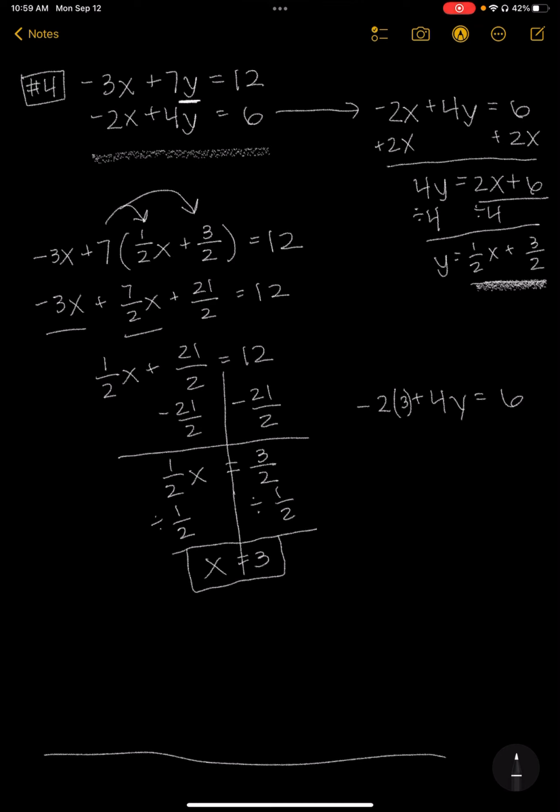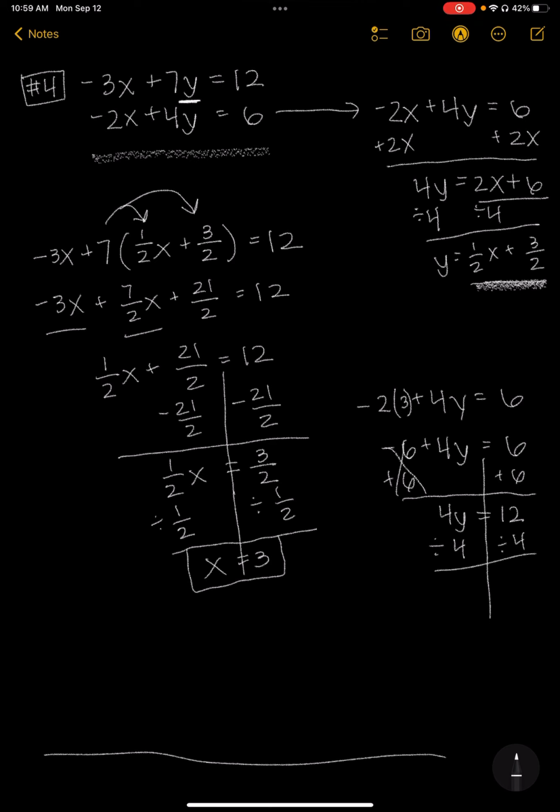Okay, so now we're just going to simplify and solve for y. We've got negative 2 times 3, which gives me negative 6 plus 4y equals 6. I want to get y by itself, so I'm going to add 6 to both sides. These 6's cancel out. I'm just left with 4y right here, and I get 12 right here. Then I'm going to divide both sides by 4. I get y is equal to 3. So I have x is equal to 3 and y is equal to 3. And that is how we solve systems of equations.